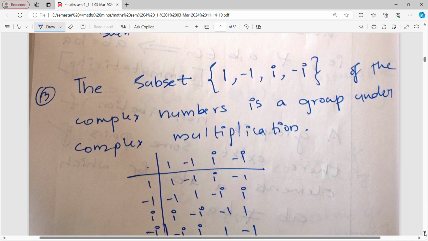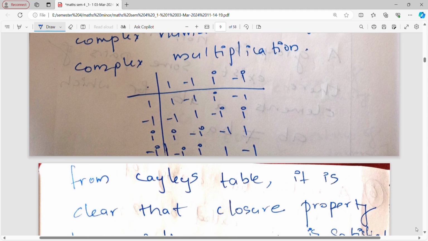So next comes the third example. Here we are studying the Cayley table, and I'll teach you how to draw that. The subset 1, minus 1, i, minus i of the complex numbers is a group under complex multiplication. So this is a Cayley table.